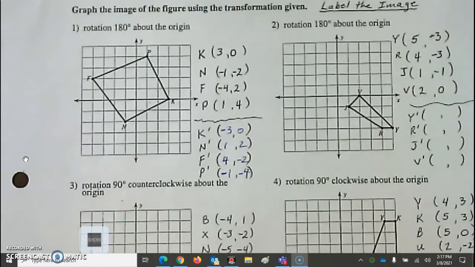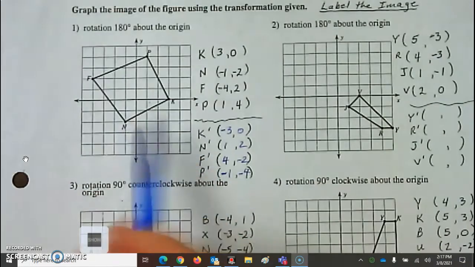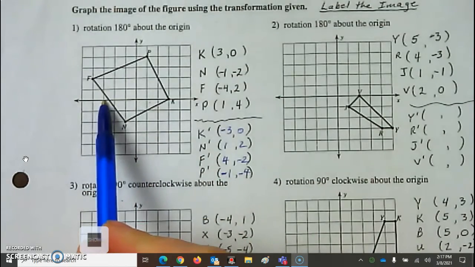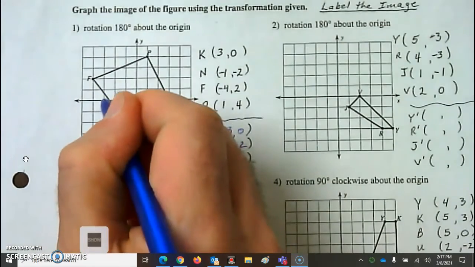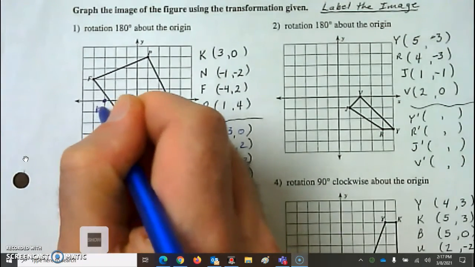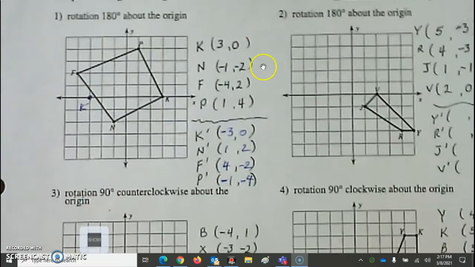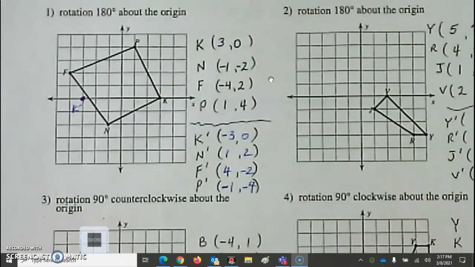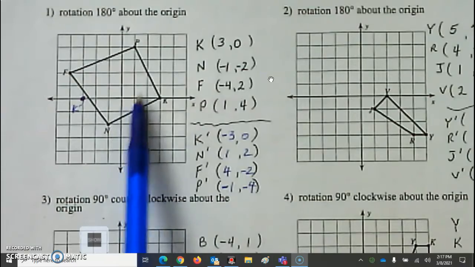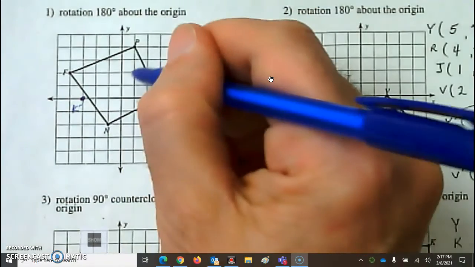So K prime, -3, 0. -3 on the x-axis, 0 on the y. That is K prime. You have to know how to graph to do this. I'm going to zoom in a little more. I know it's a little blurry. Point N prime, 1, 2. X is 1, Y is 2. There is N prime.